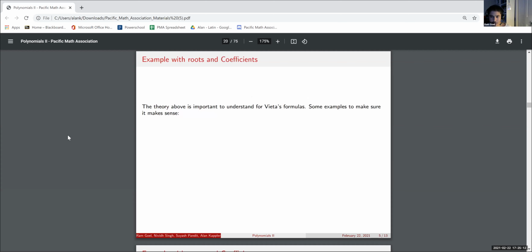So now we're going to transition into more Vieta's formulas setup. We're going to do an example with the roots for Vieta's formulas. First question: can you find a degree 2 polynomial that has roots of 2 and 3? Take maybe 30 seconds to try this.